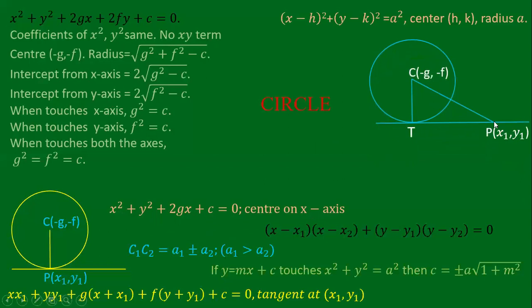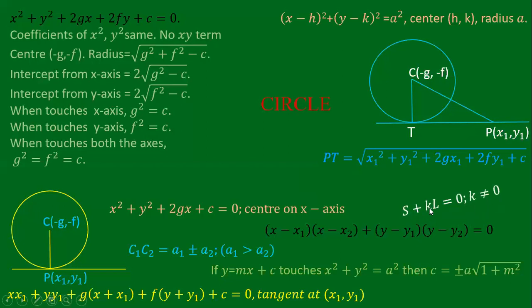This PT is a tangent. So length of the tangent drawn from outside to the circle is root over x1 square plus y1 square plus 2gx1 plus 2fy1 plus c. So this is the length of the tangent drawn from a point x1, y1 outside the circle.